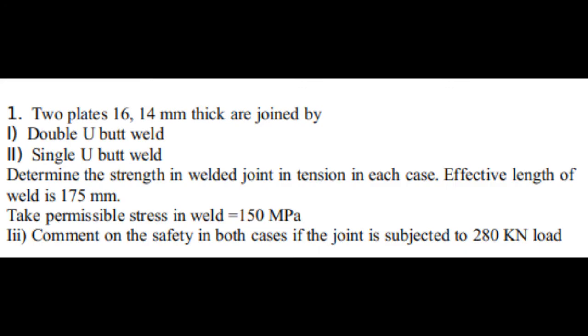Let us see one example. Two plates 16 and 14 millimeter thick are joined by number 1, double U butt weld, number 2, single U butt weld. Determine the strength in the welded joint in tension in each case. Effective length of the weld is 175 millimeter. Take permissible stress in weld as 150 MPa. Part number 3: comment on the safety in both cases if the joint is subjected to 280 kilonewton load.